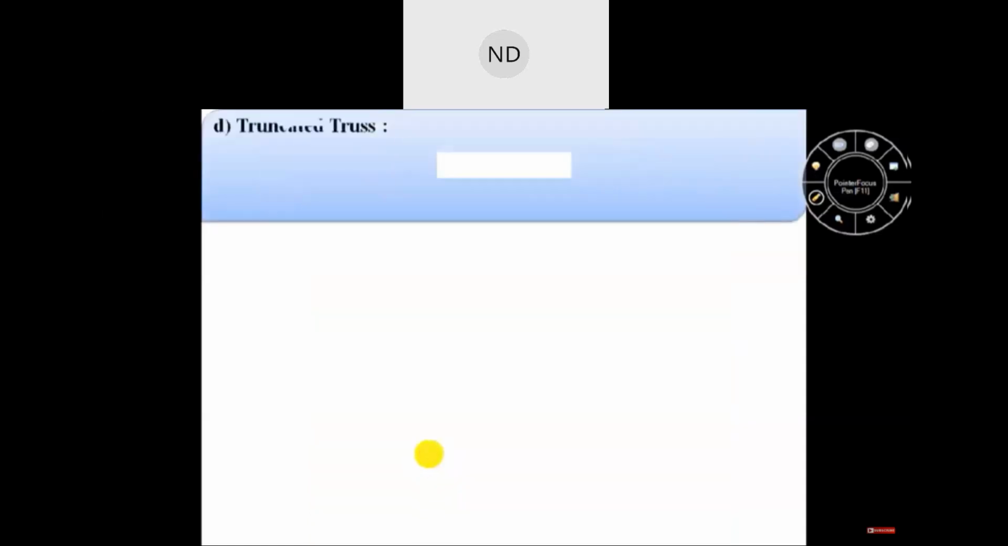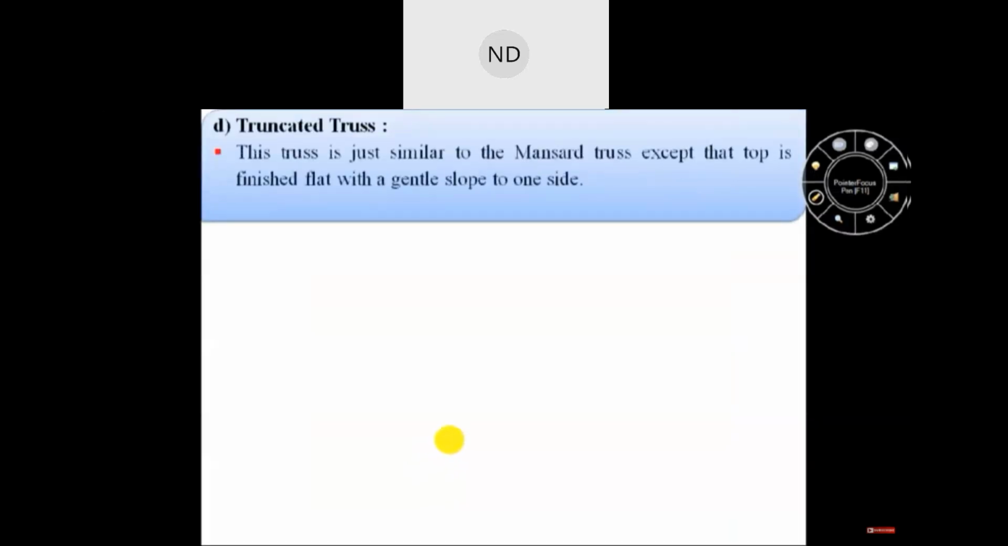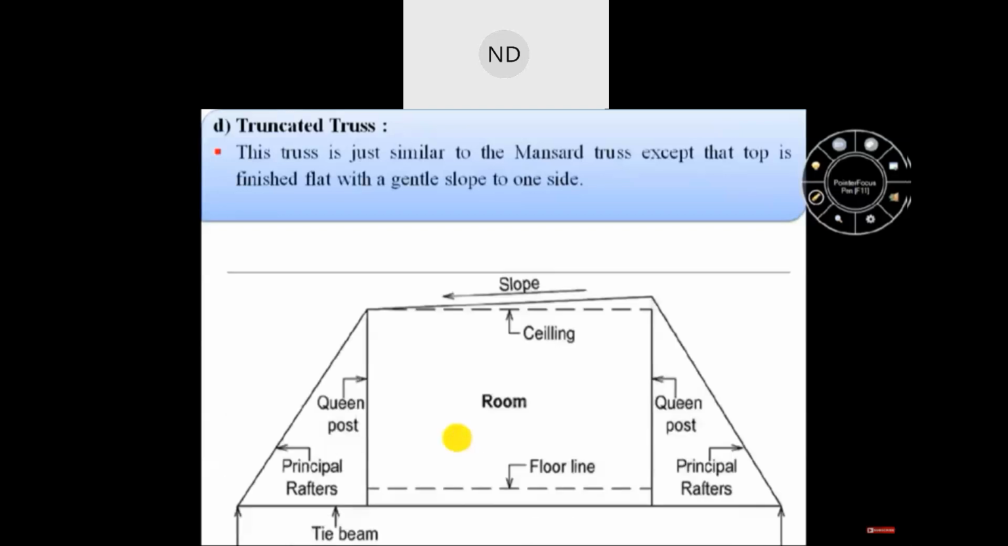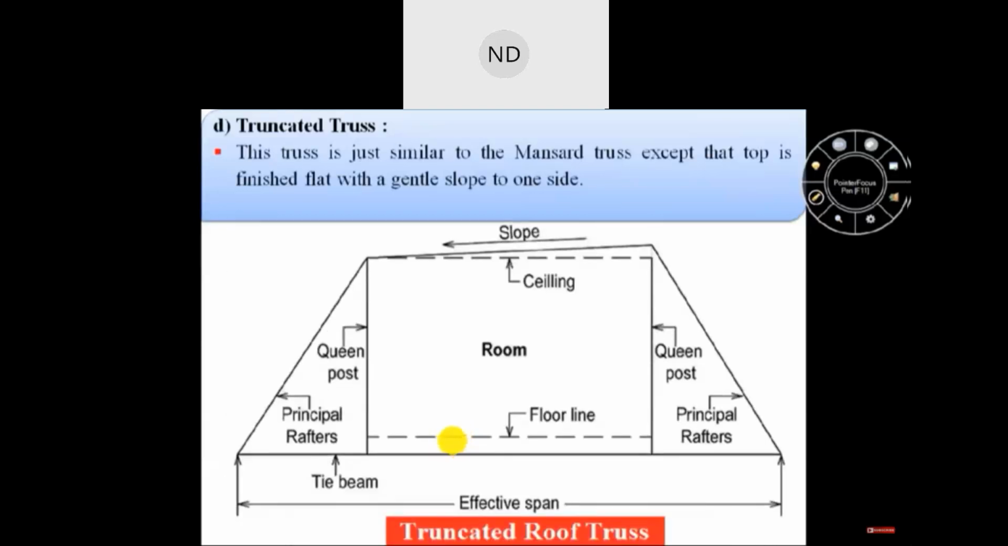Now, the fourth type of truss roof is the truncated truss. This truss is just similar to the mansard truss, except that the top is finished flat with a gentle slope to one side. So this truncated truss is used when a room is required in the roof.